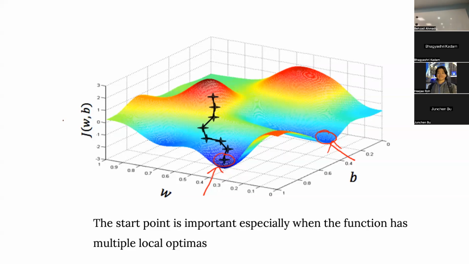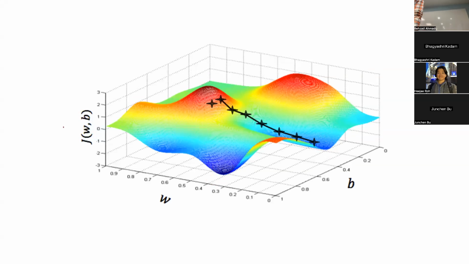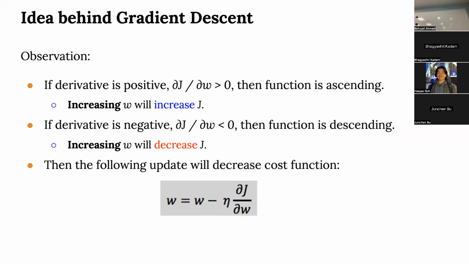You may have multiple optimal points. It is possible that you start from here and you get to this one, or you start from here and get to that one. These are minor things. Now let's understand, and in order for us to understand this, we should be familiar with what we mean by the derivative of J with respect to W and the derivative of J with respect to B. Who knows this? Who doesn't?